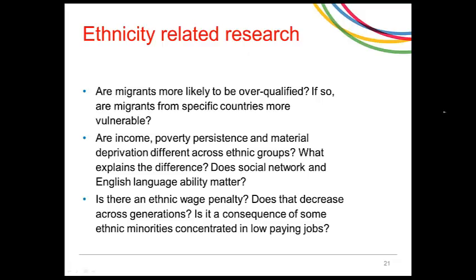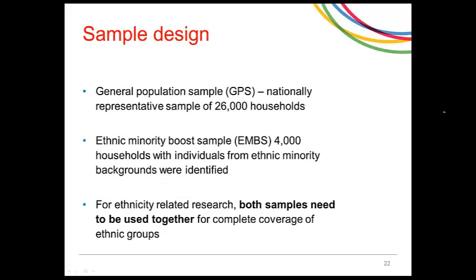And so here are a few examples of ethnicity-related research that people have already worked on or are currently working on. So are migrants more likely to be overqualified? If so, are migrants from specific countries more vulnerable? Are income poverty, persistence, and material deprivation different across ethnic groups? What explains this difference? Does social network and English language ability matter? Or is there an ethnic wage penalty? Does that decrease across generations? Is it a consequence of some ethnic minorities being concentrated in low-paying jobs? Questions like this.